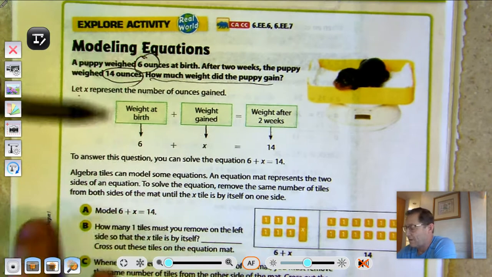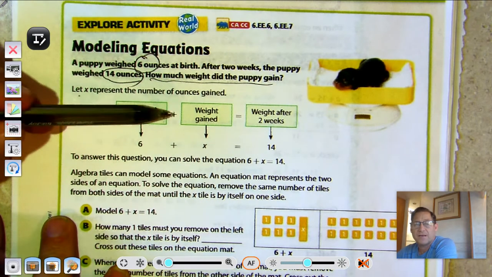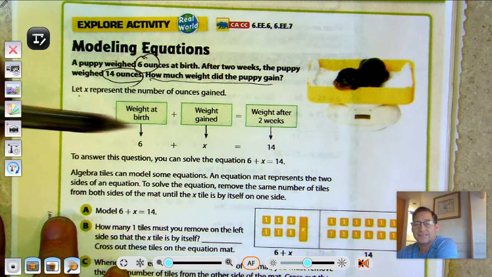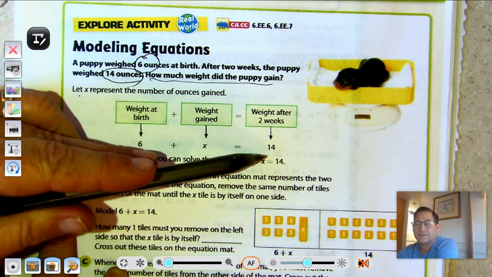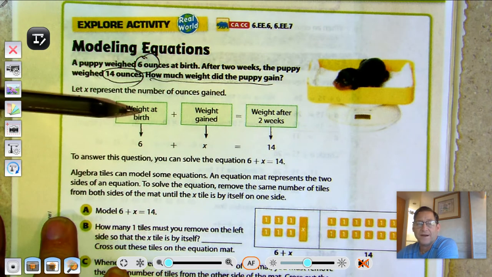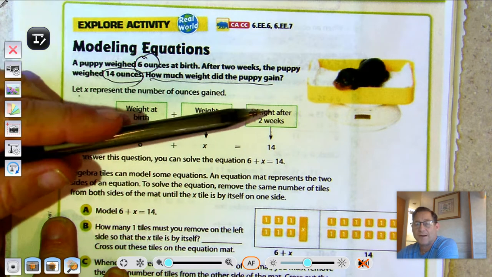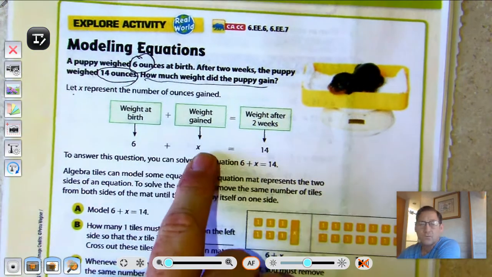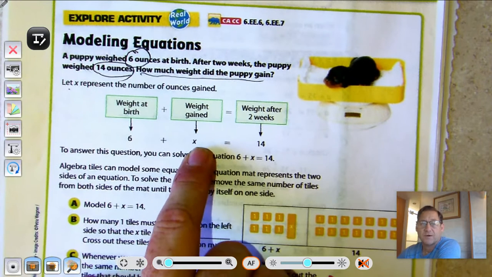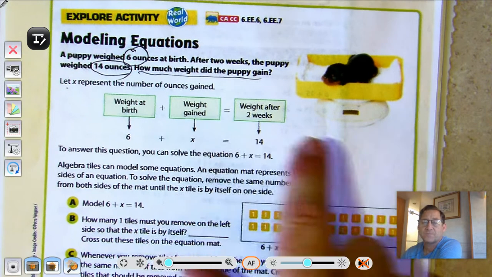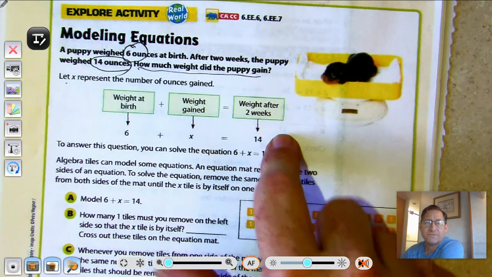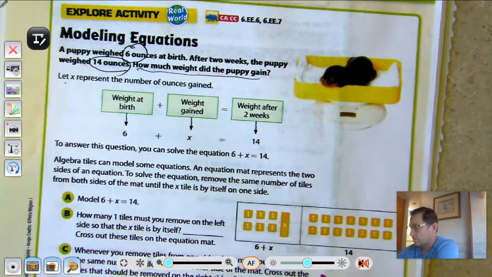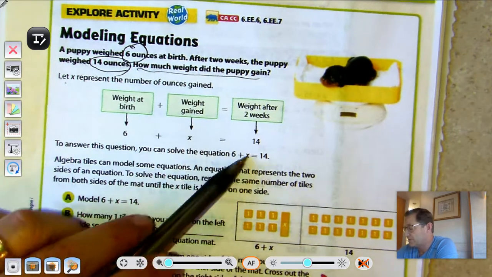So what do we have? We have the weight at birth, and whatever the weight gained is, added to the 6, has to give us 14. So we're going to have weight at birth plus weight gained equals weight after 2 weeks. 6 was given to us in the problem. The weight gained, that's what we have to find, so that's going to be our x, our unknown value. And we're setting it equal to 14 because that's how much the puppy weighed after 2 weeks. So basically, we've been answering the equation 6 plus x equals 14.